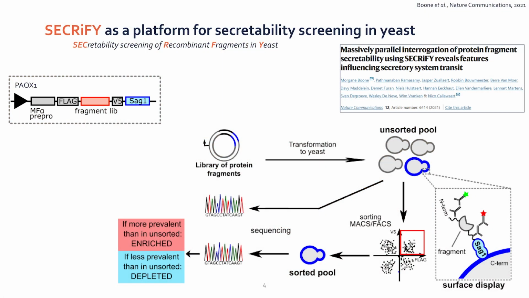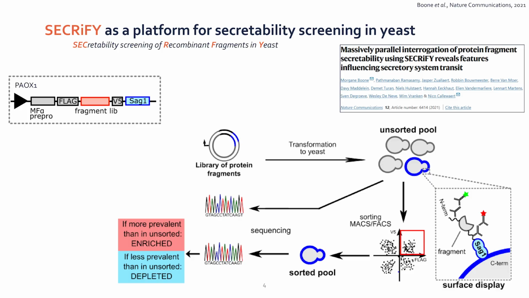Okay, so to solve this problem, we generated a new technology which is called SACRIFY. SACRIFY is an abbreviation for secretability screening of recombinant fragments in yeast. And SACRIFY is basically a high-throughput technique that can generate secretability data for millions of proteins or protein fragments. And this slide summarizes how it works.